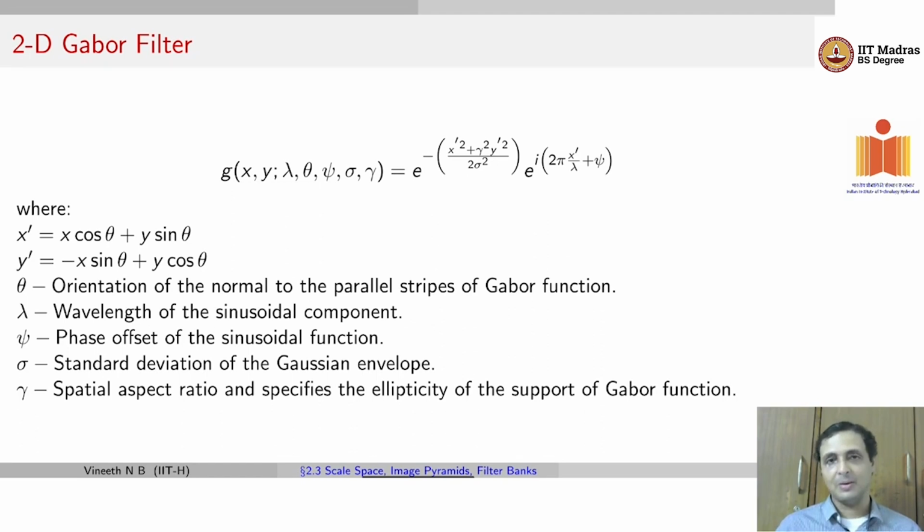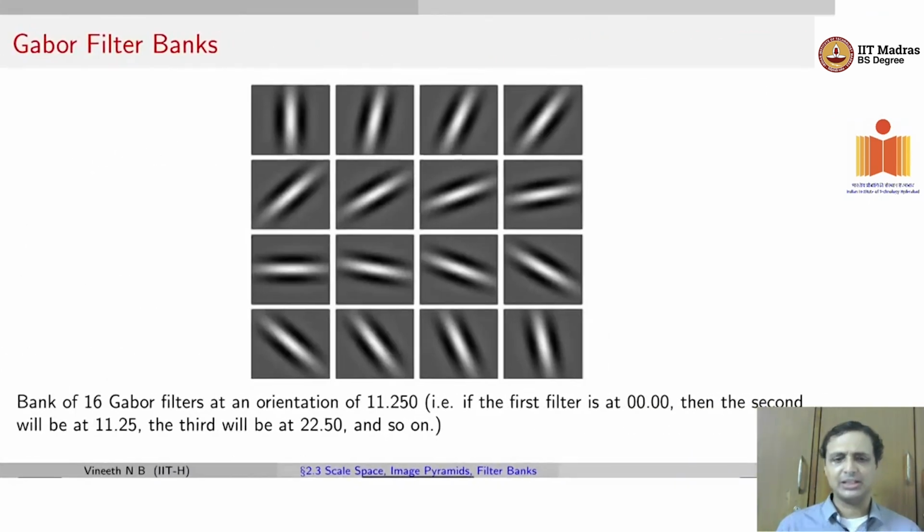Instead of having a circular Gaussian, you can use the gamma parameter to control the elliptical nature of your Gabor response function. So this is a 2D Gabor filter. As you can see, it gives you an idea of certain textures.